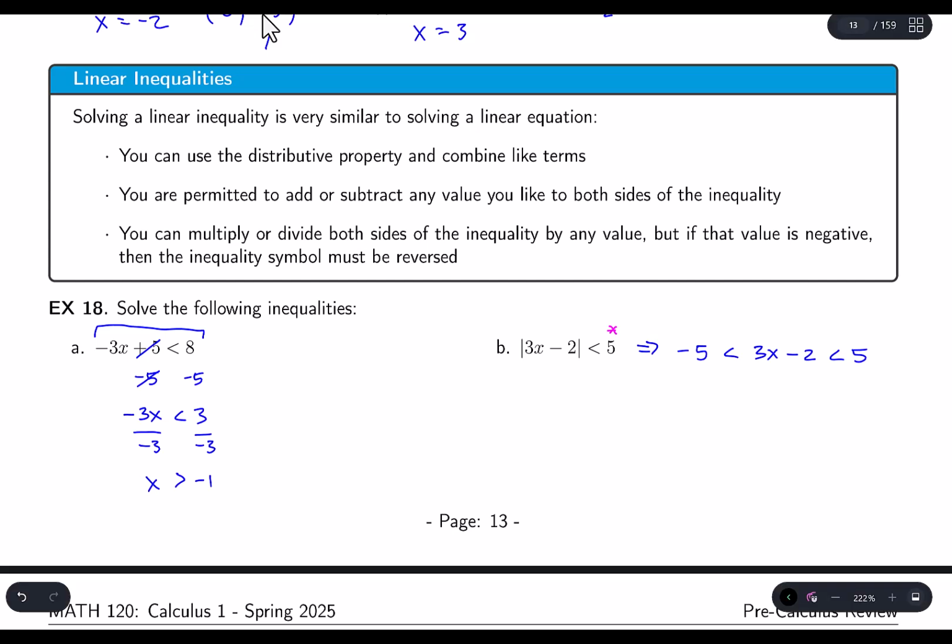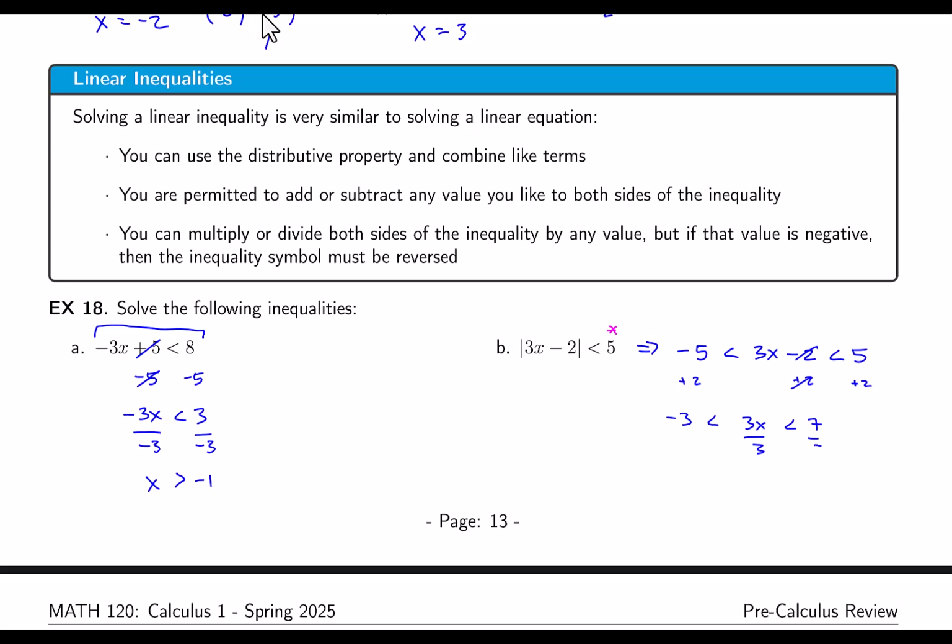When you do that, you solve it just like a regular linear inequality, but you work with all three sides at the same time. So you can add 2 here, which would result in you adding 2 to all sides. So this would be -3 less than 3x less than 7. And then if you divide everything by 3, that's fine. This is a positive number. It doesn't change the direction of the sign, so that would be -1 less than x less than 7/3. And so that would be the solution to your inequality. So you'll run into that, that's a good thing to be able to do.